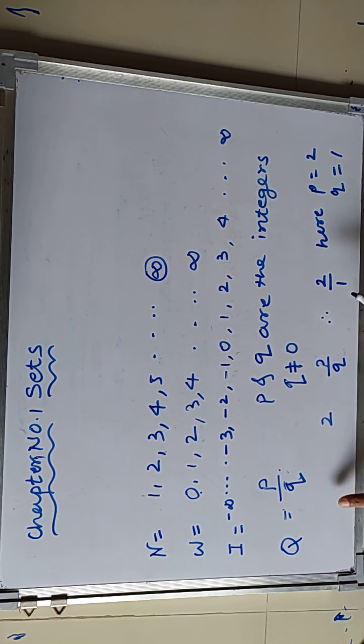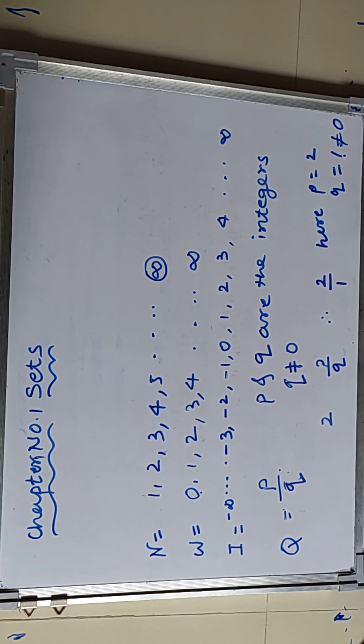According to the condition of a rational number, p and q are integers. Therefore p is 2 and q is 1, and q is not equal to 0. Therefore every integer can be represented as a rational number. But every rational number cannot be an integer.